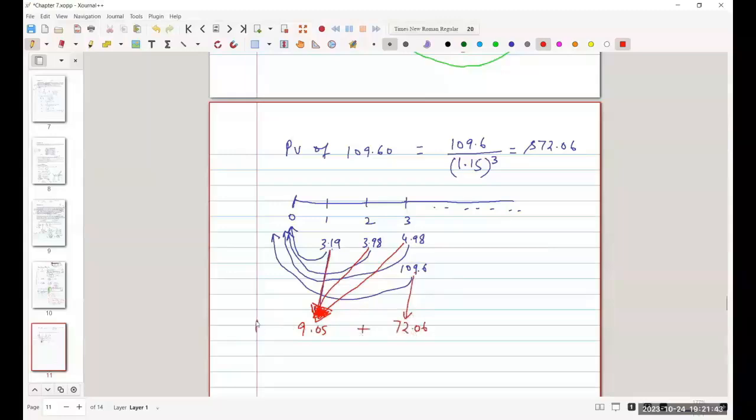So what do we have? P0 equals 72.06 plus 9.05. So that's about $81.11. This is the current price of the stock. So a long process, but you get there eventually.